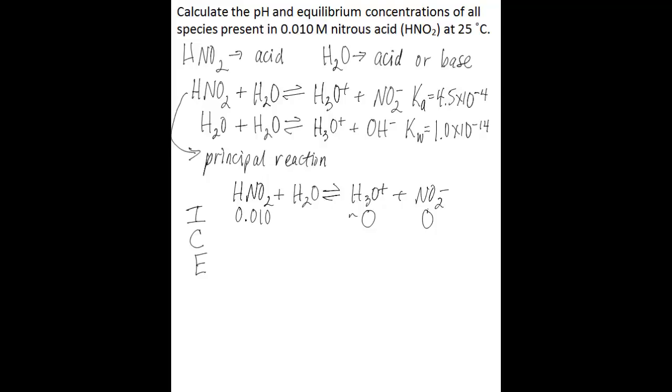The change in these concentrations to reach equilibrium will be minus x for nitrous acid, because some of that nitrous acid will be lost when it donates a proton to water. And on the other side, because for every 1 mole of nitrous acid lost, we gain a mole of hydronium ion and nitrite ion due to the stoichiometry of this balanced equation, we'll have a plus x for hydronium ion and a plus x for nitrite on the other side. And then the equilibrium concentrations in terms of x will then be 0.010 minus x for nitrous acid, and then x for both hydronium ion concentration at equilibrium and nitrite concentration at equilibrium.